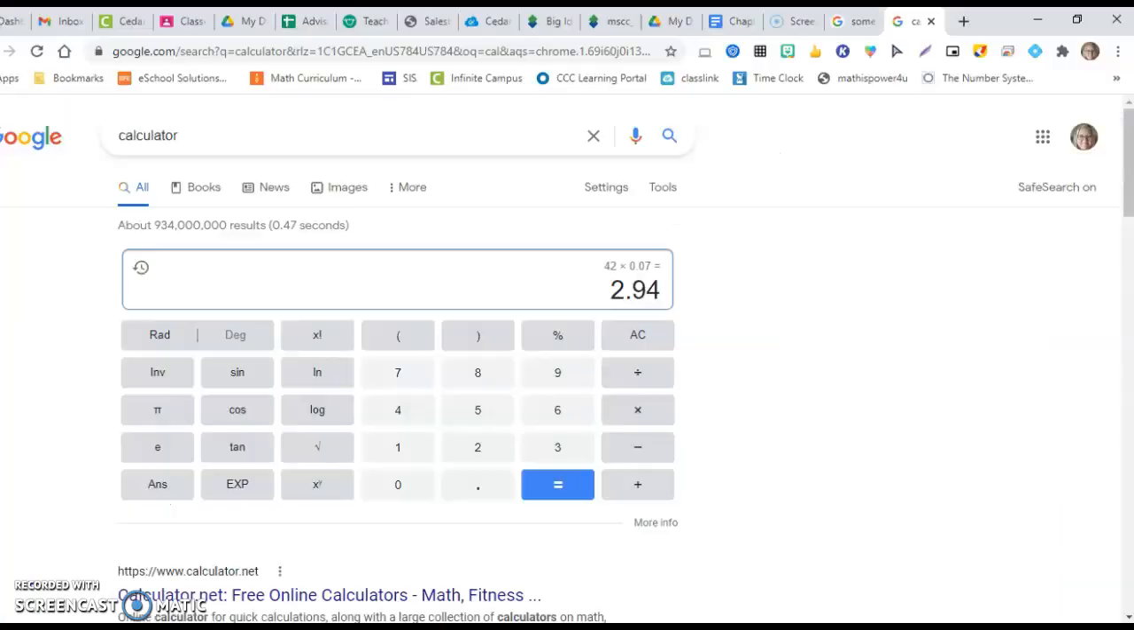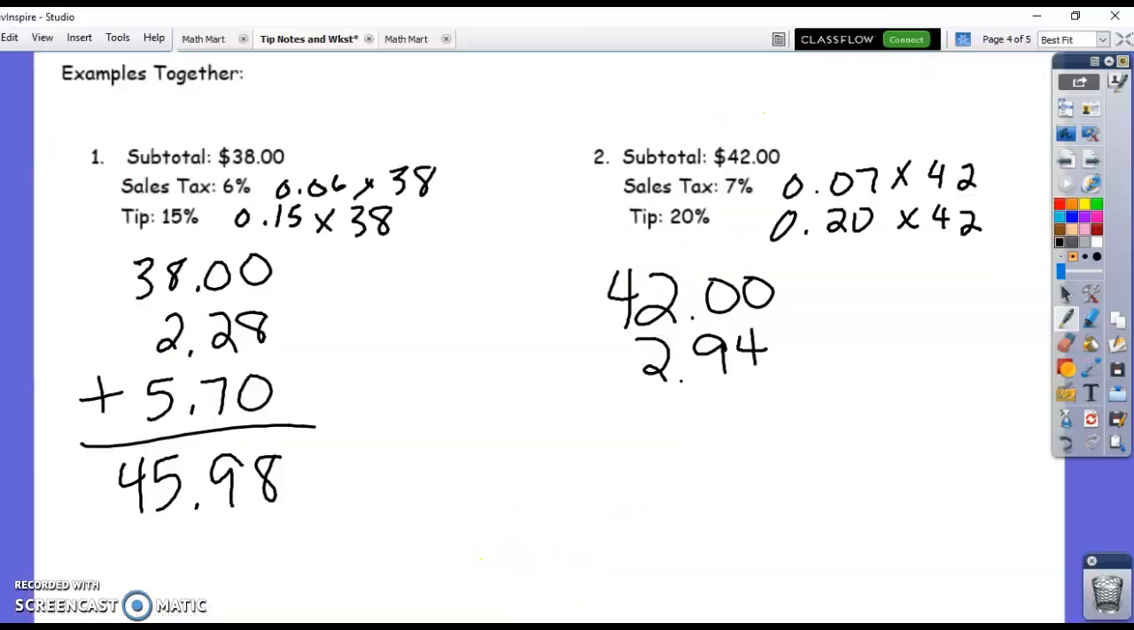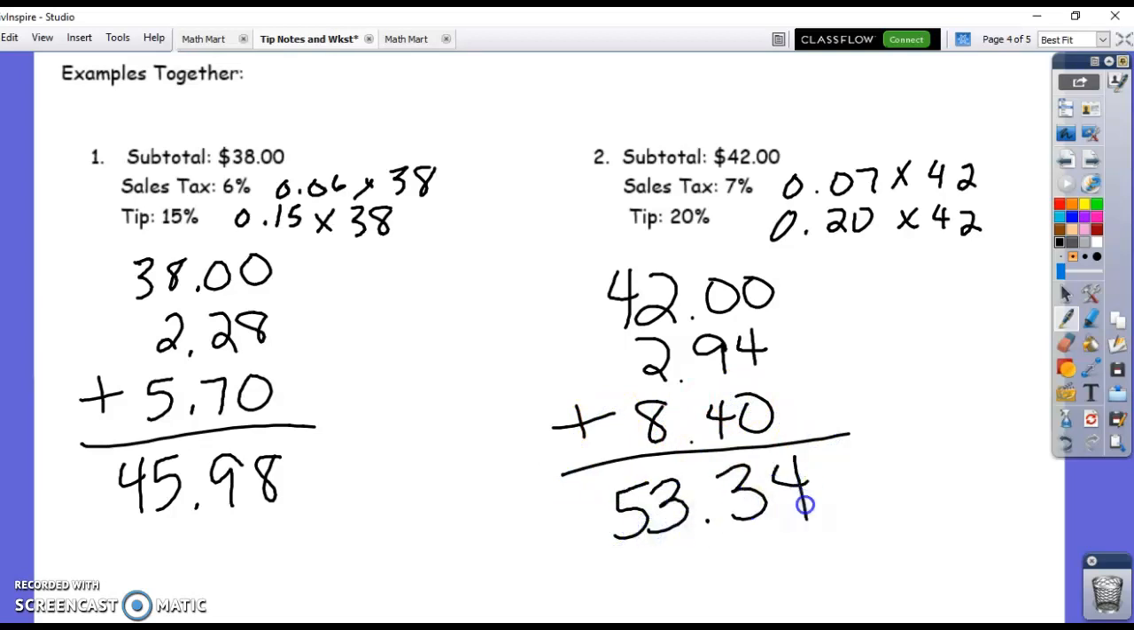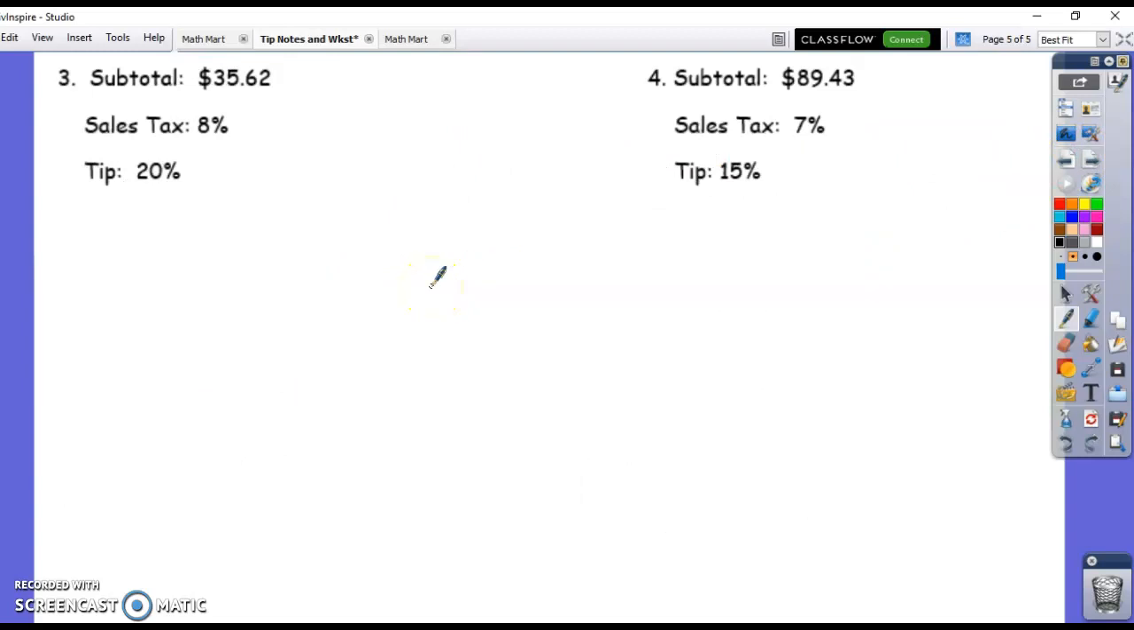So I'm going to write $2.94. Then I'm going to go back to my calculator and take my $42 times 0.20 for my 20% to see how much I'm leaving for a tip. And that would be $8.40. And then I'm going to go ahead and add all that together, and I should get $53.34. And oh, I forgot to put dollar signs. Make sure you are labeling your answers. Okay? All right, let's go to the next one.